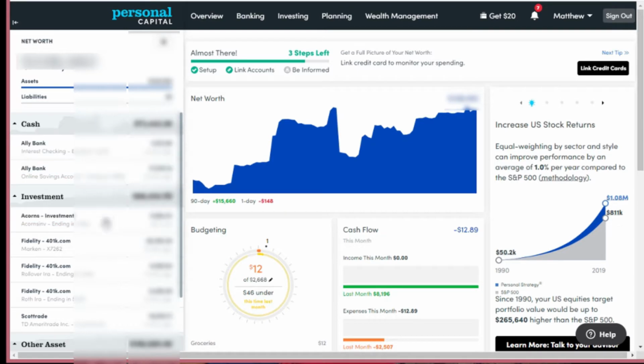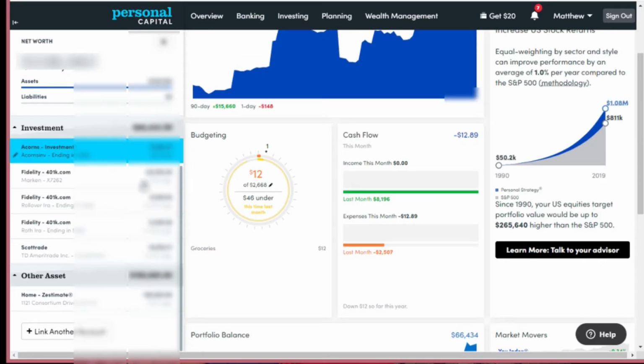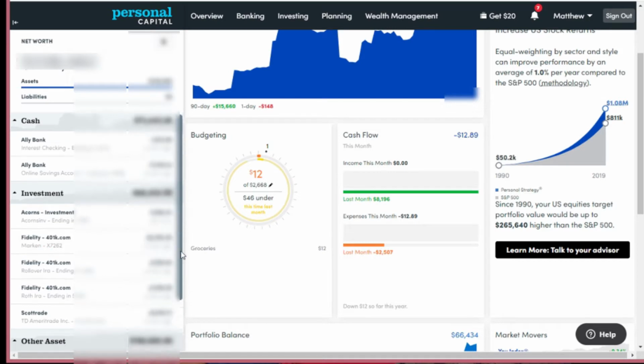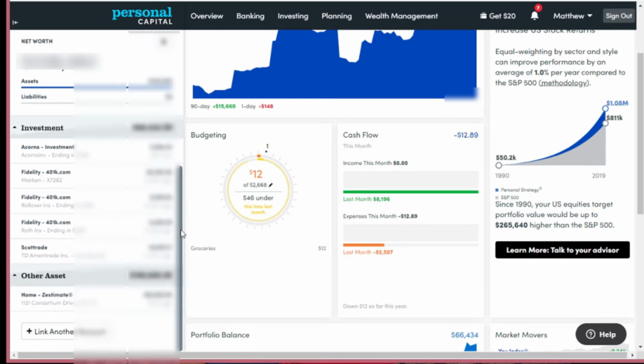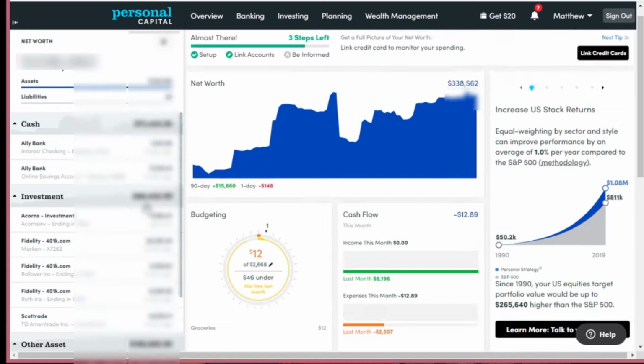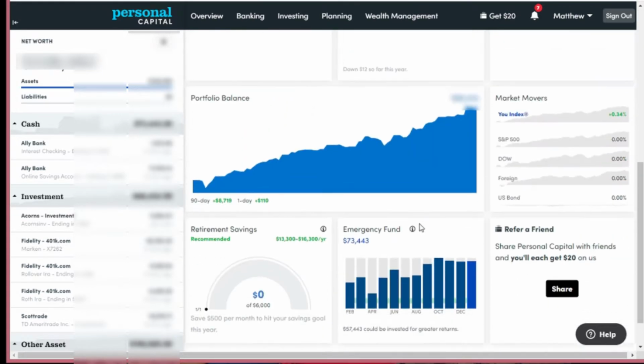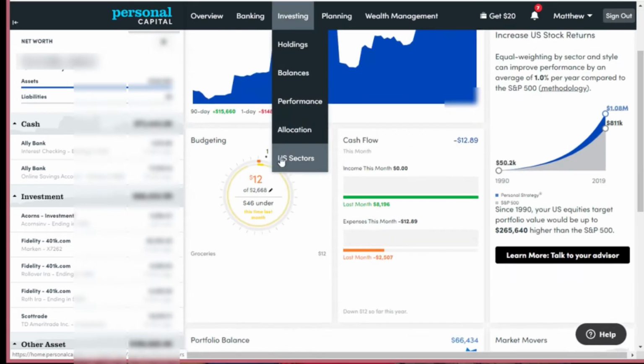I have kept my cash, I would say my bank accounts, my investments, so 401ks, taxable accounts, and other assets as well, which in this case for me is my house, and it pulls the current estimate from Zillow actually, which is pretty cool. And then you see this net worth graph here, which is pretty neat, and your budget, your cash flow, and your portfolio balance as well.